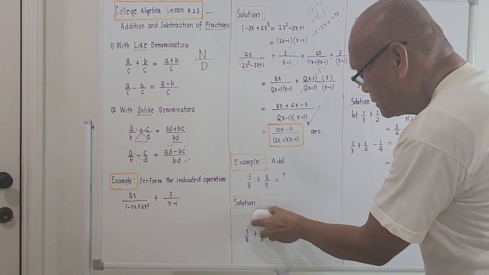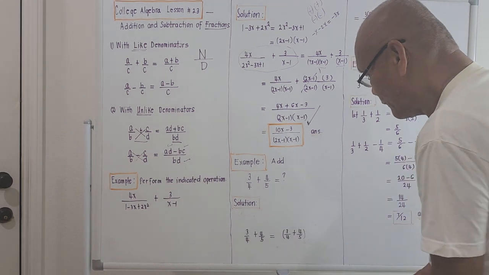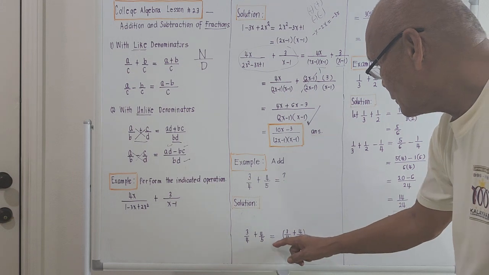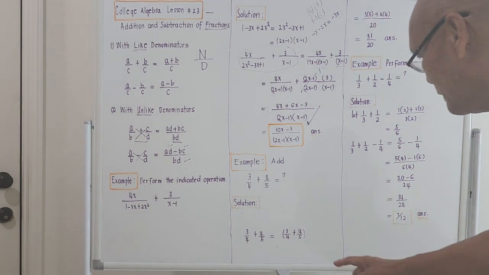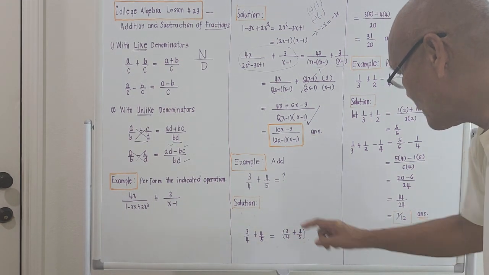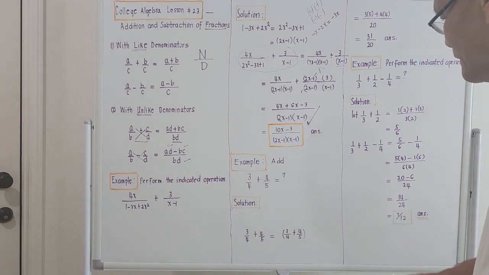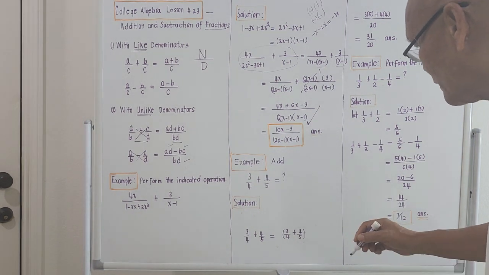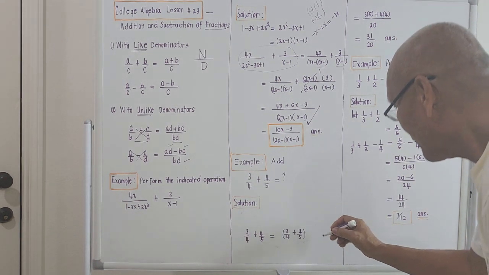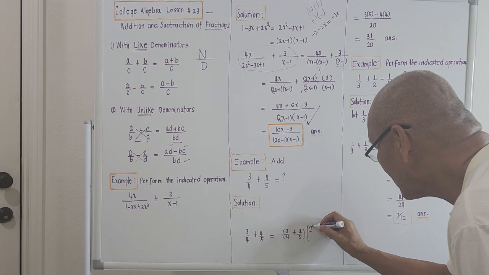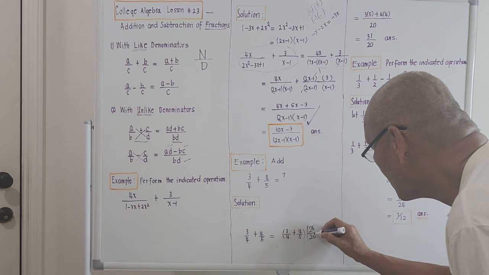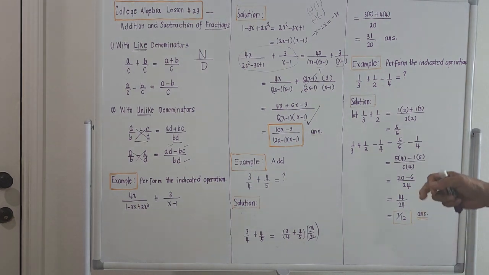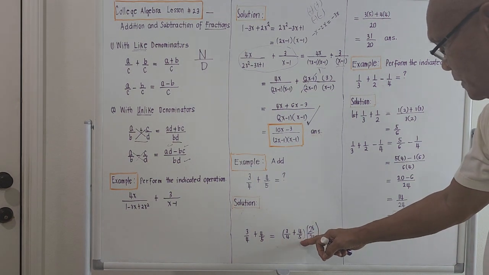We could solve this without using the LCD. 3/4 plus 4/5, and this should be equal to the product. I erased that one. If we try to simplify this one, actually you can multiply this by 20 over 20. And what will come out will be this one will be 3 times 5.